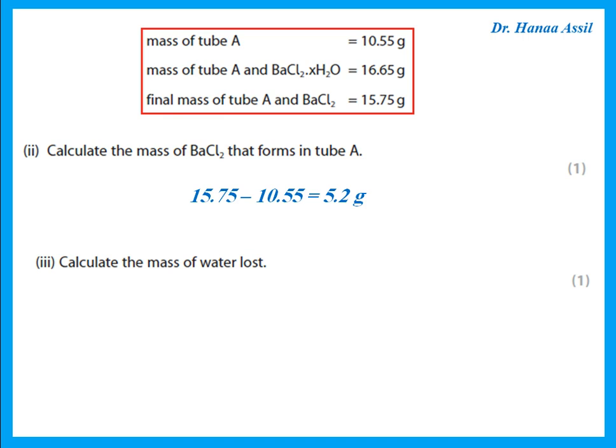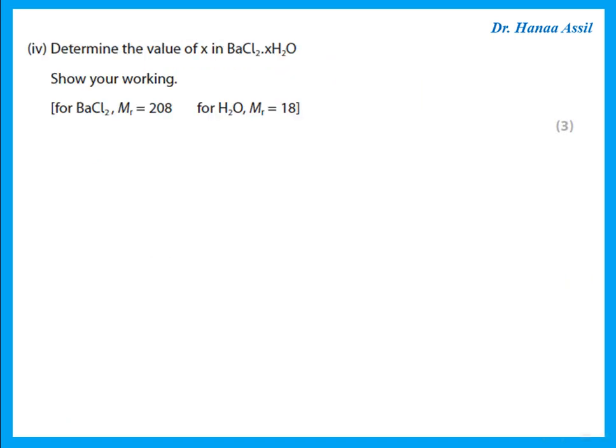Calculate the mass of water lost. How do I get water lost? I have tube A plus hydrated and tube A plus anhydrous. So the difference between them will be the amount of water that we lost, the amount of water from BaCl2.xH2O to BaCl2. So that is 0.9 grams. Determine the value of X.